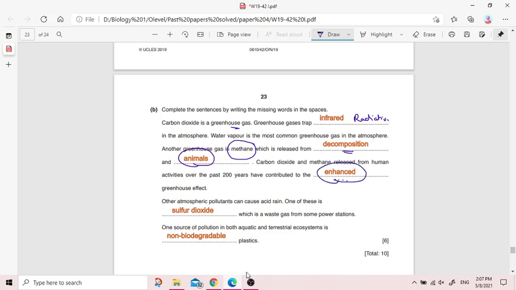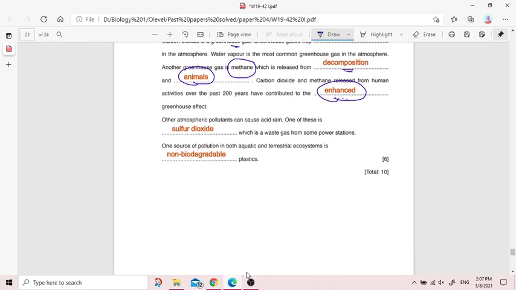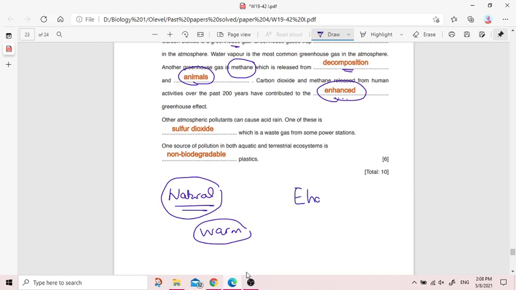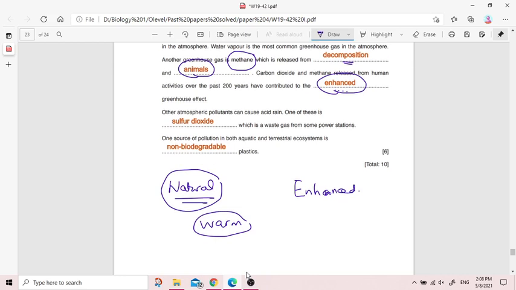Enhanced greenhouse effect. We should understand that there is a natural greenhouse effect. The natural greenhouse effect is always present so that the weather stays warm. So the natural greenhouse effect makes the weather warm for the humans to be able to live. But increased greenhouse gases caused what? The enhanced greenhouse effect. Let me write it again. Enhanced greenhouse effect.